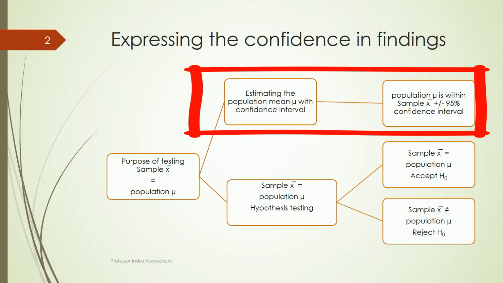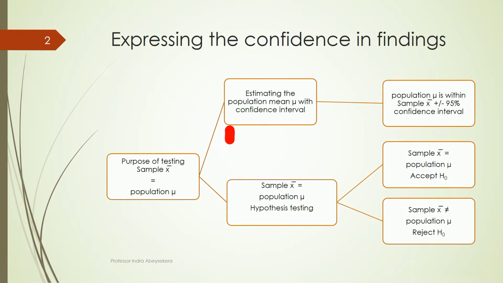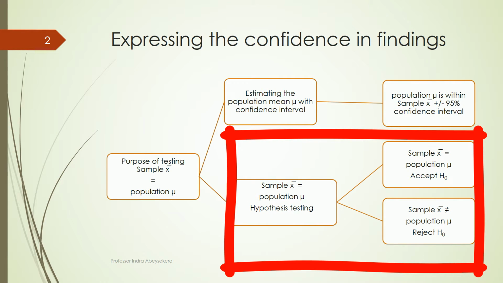The second purpose is to test a hypothesis. In that, we expect the sample mean to be equal to the population mean. If the sample mean does not equate to the population mean, we reject the null hypothesis and accept the alternative hypothesis.